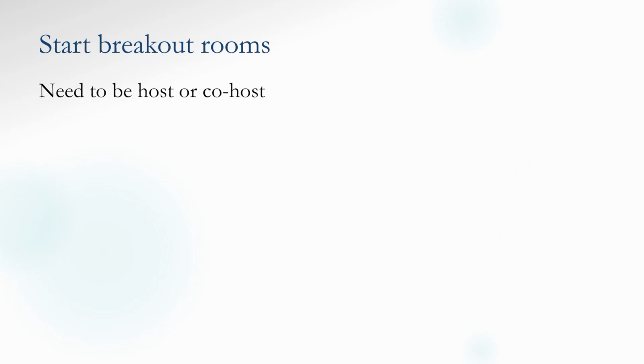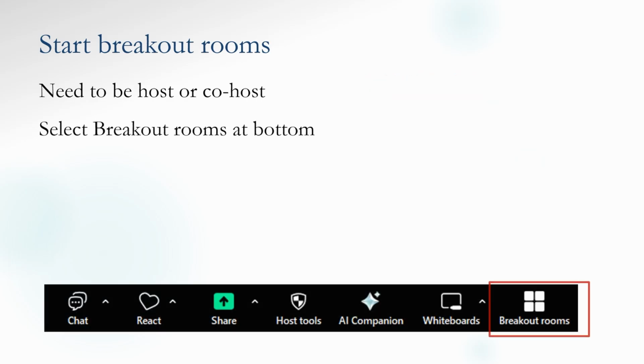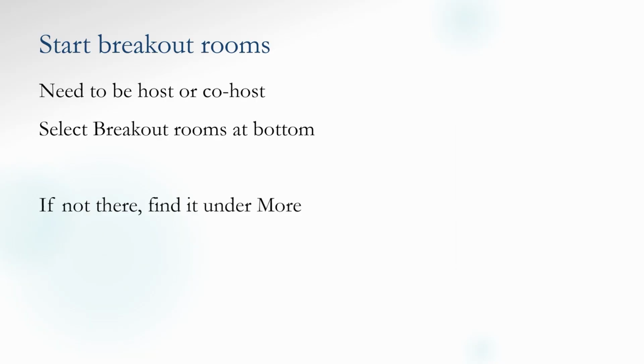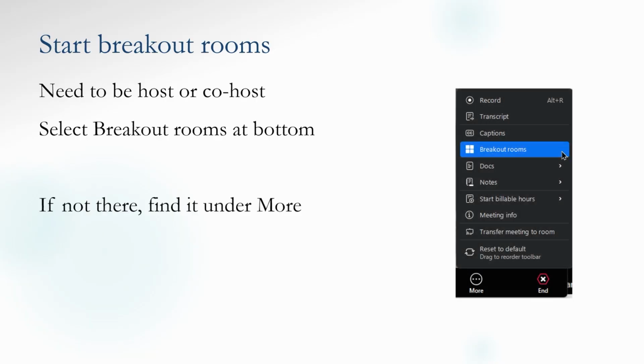To start creating breakout rooms, you need to be either the host of the meeting or a co-host. If you don't know how to assign co-hosts, you can see the separate video about how to do that. As a host or a co-host, you select the Breakout Rooms button on the taskbar at the bottom of your meeting. If it doesn't appear there, you should be able to find it under the More button.